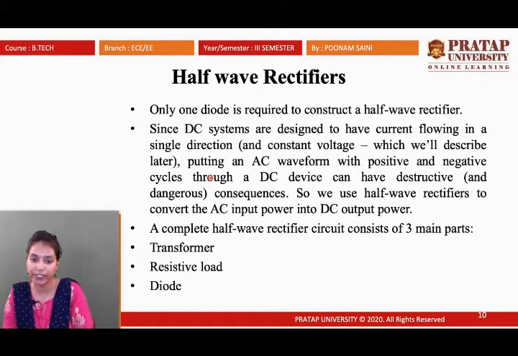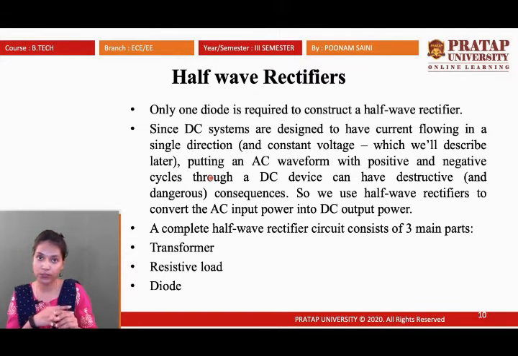In a circuit of half wave rectifiers, we use three main parts. First is the transformer, second is the resistive load, and third is the diode. But the diode is doing the job of conversion.